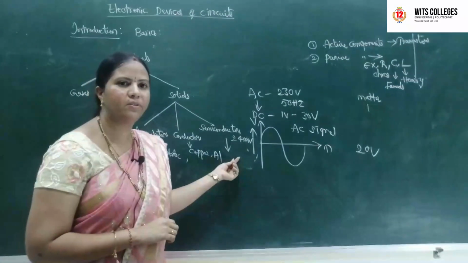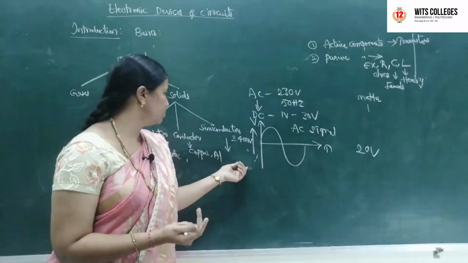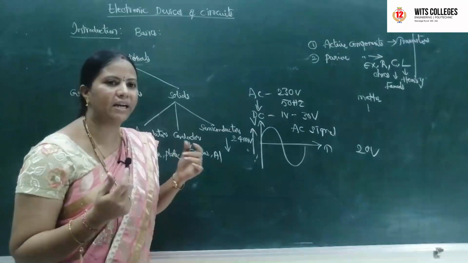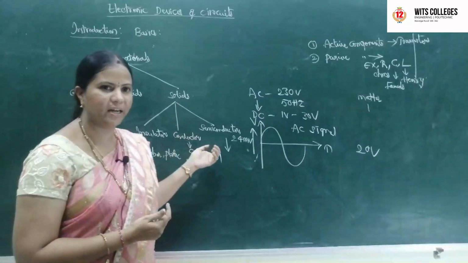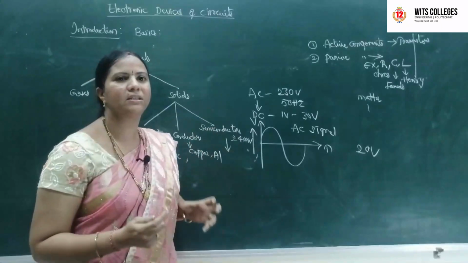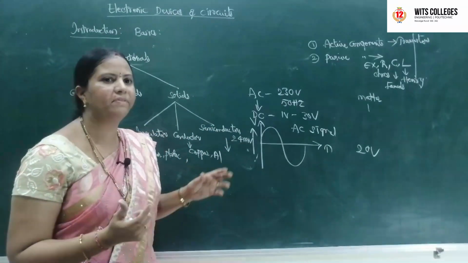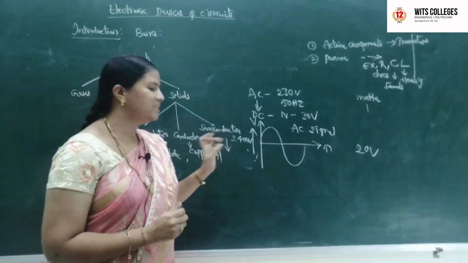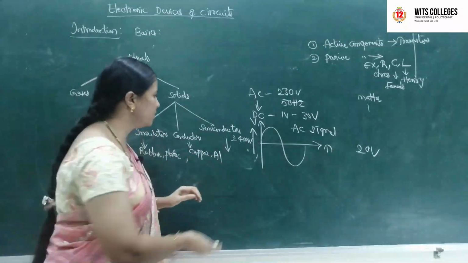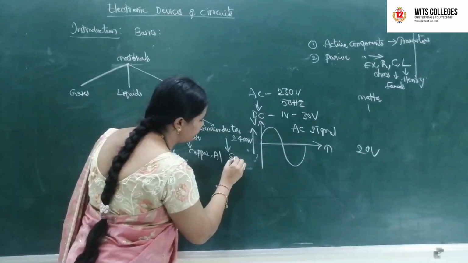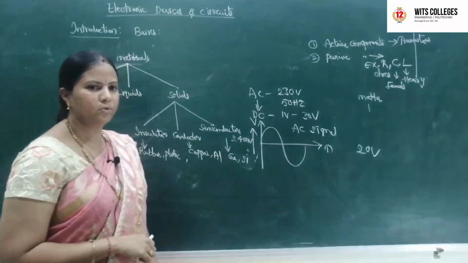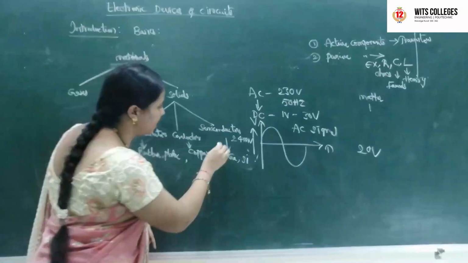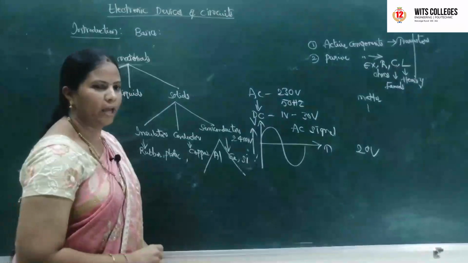So coming to the semiconductors, they have the resistivity or conductivity between insulators and conductors. Semiconductors are those substances which have the conductivity between the insulators and conductors. Examples for semiconductors: germanium and silicon. So these are the classification of solids.